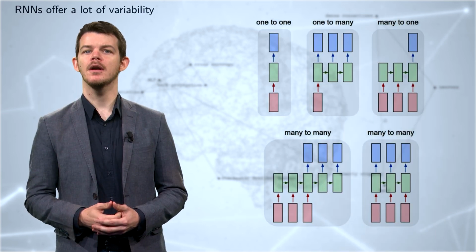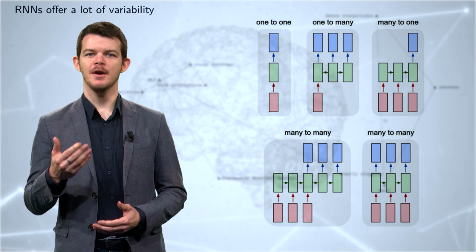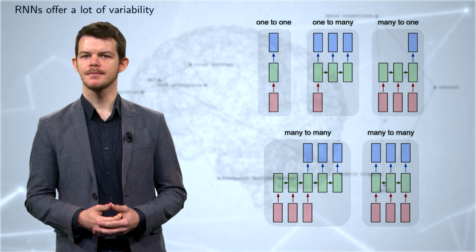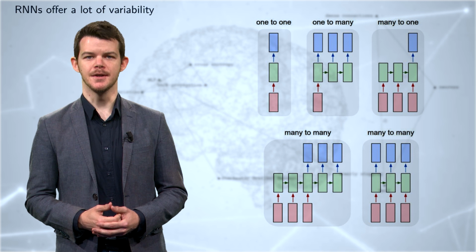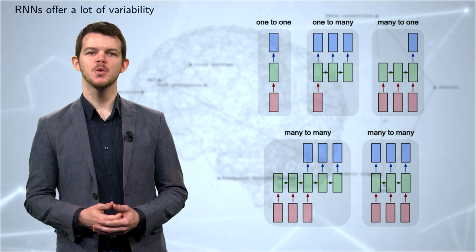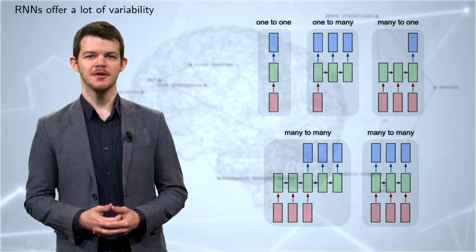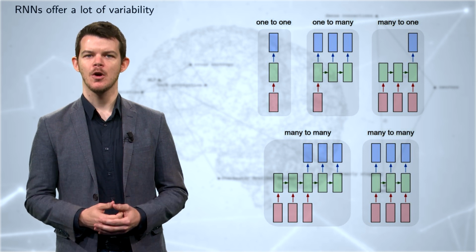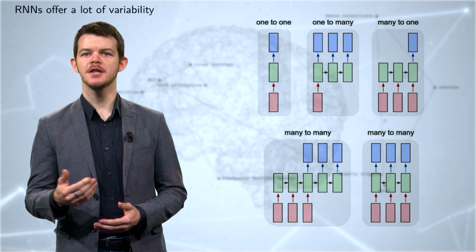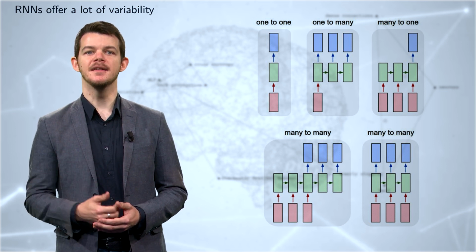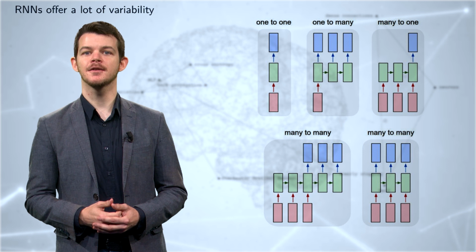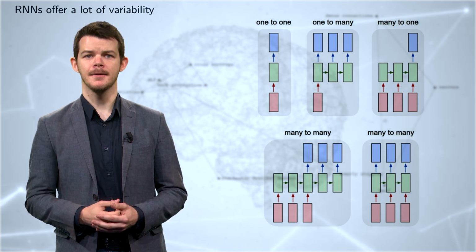RNNs offer a lot of flexibility. Here you have different types of input-output. The inputs are in red, the output in blue, and the hidden units of RNNs are in green. For example, 1-to-1 means that an output is predicted for each input. 1-to-many means that a sequence of output is associated to one input. Many-to-many means that a sequence of outputs is associated with a sequence of inputs with a none or positive delay.